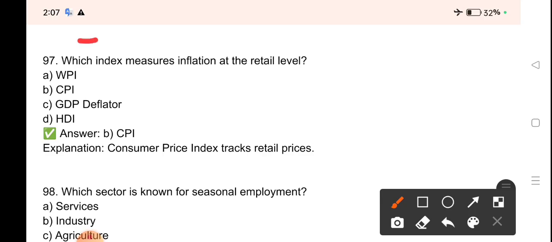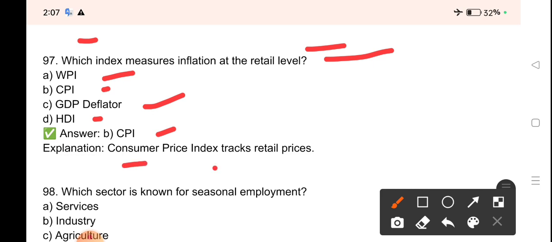Which index measures inflation at the retail level? WPI, CPI, GDP deflator, HDI. CPI measures inflation at the retail level. Consumer Price Index, CPI. Consumer Price Index tracks retail prices.